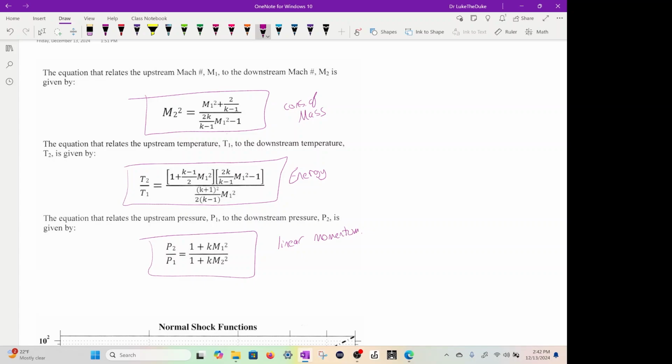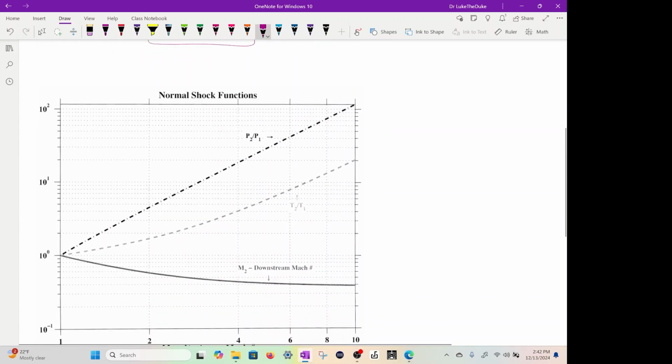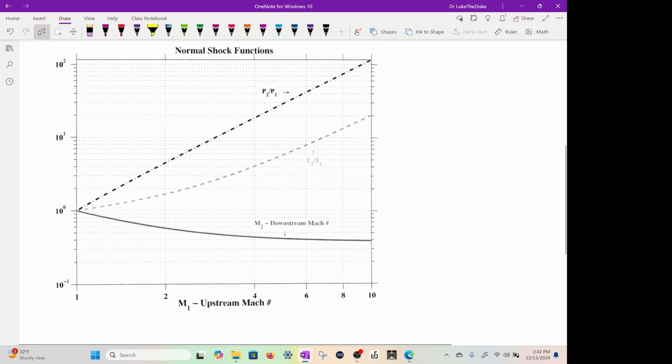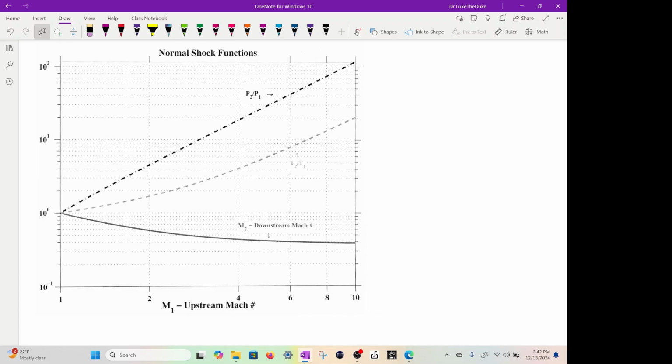So I just wanted to show you how they're derived, and then we can use these three equations to figure out the relationships of normal shock waves. So what happens to the temperature, what happens to the pressure based on your upstream Mach number. What I would like you to do is create this graph using those above equations and show me these relationships when you have an upstream Mach number from 1 to 10. This is a log plot, which you should be able to do.